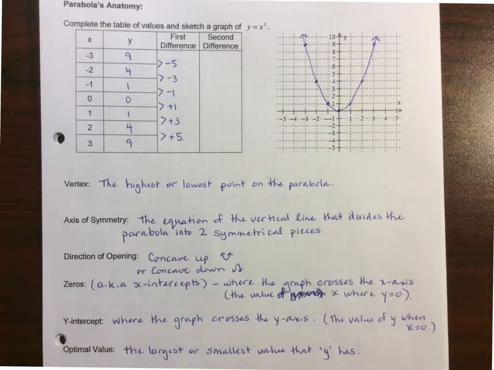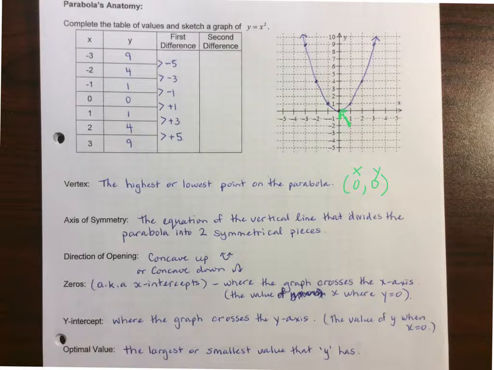All right, so our vertex is our highest or lowest point on the parabola, and in this particular case, our vertex is the lowest point because it's opening up, and the vertex in this case would be 0, 0 as an ordered pair. Vertex is always an ordered pair. It's always, of course, x, y when you're stating an ordered pair.